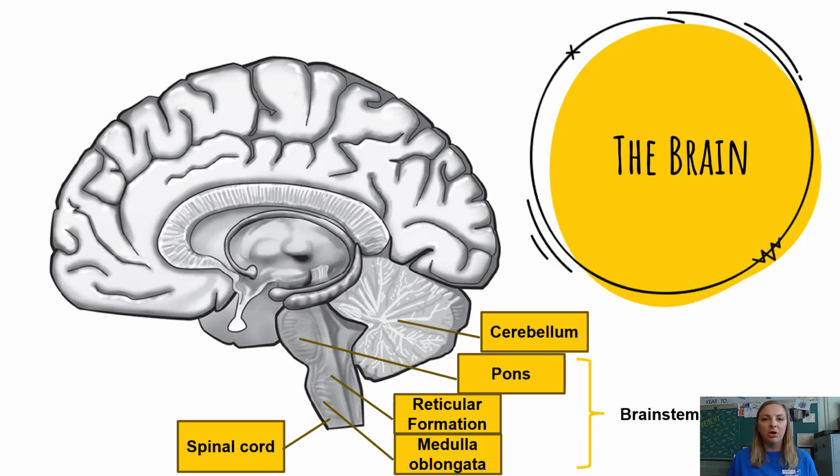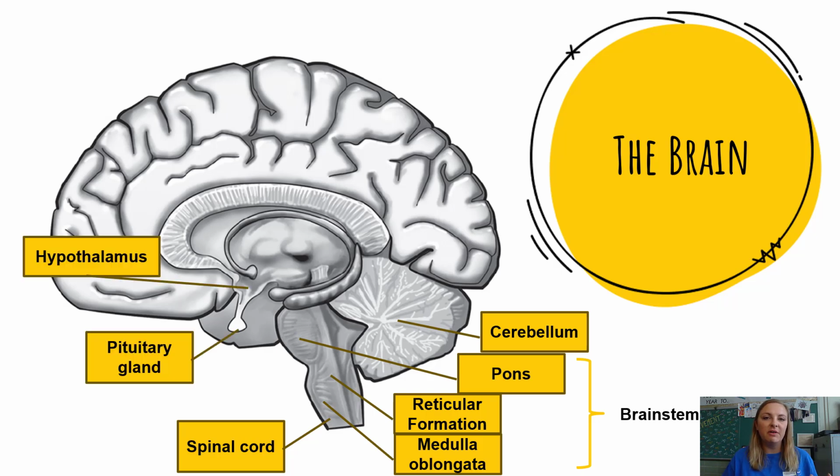The next structure that we're going to talk about is the cerebellum. It's often referred to as the little brain, and that's because it looks like a miniature version of the whole brain. It's located in the back of our head, and it's the second thing that's going to develop after our brainstem in the womb. The cerebellum's major function is that it controls our balance and the coordination of other movements.